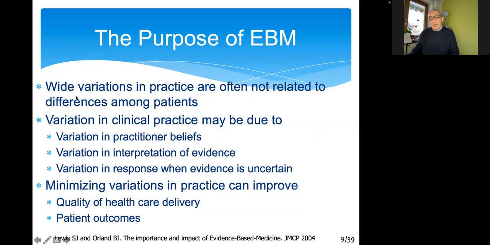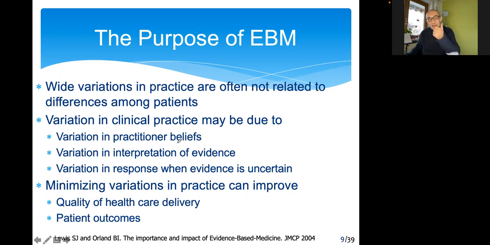The purpose of evidence-based medicine is what? You know, there are wide variations in practice, often not related to differences among the patients. So the same patient goes to a doctor, a hypertensive, a diabetic, whatever, a sore throat patient. One sore throat patient receives antibiotic, the other one not. One hypertensive patient receives one antihypertensive, the other one some other medicament. What is the reason for this? And what are the consequences of these variations?